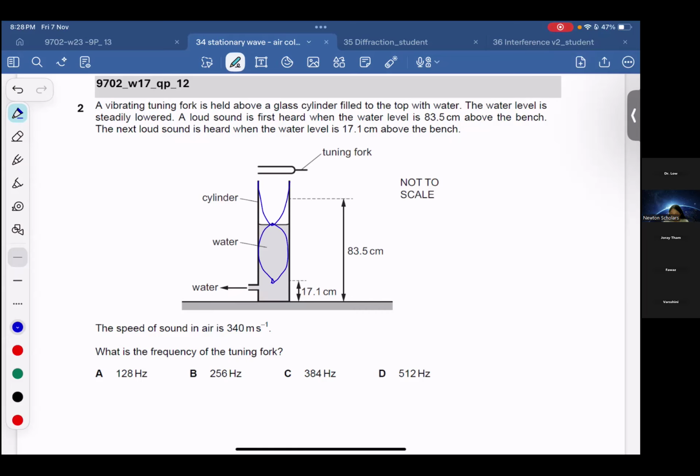The difference between these two, 83.5 minus the 0.1, make it become meters: 0.835 minus 0.171. This one is half what? Half wavelength. From here to here. Wait, from here to here. Let me have a look.